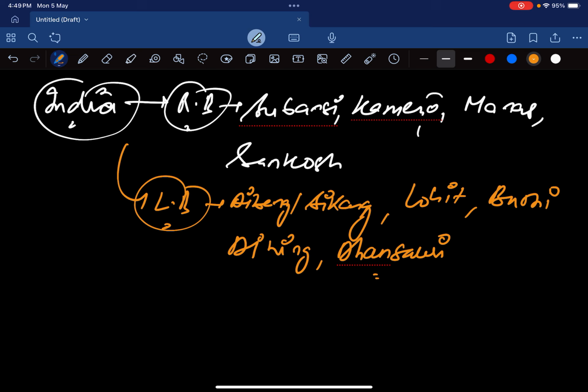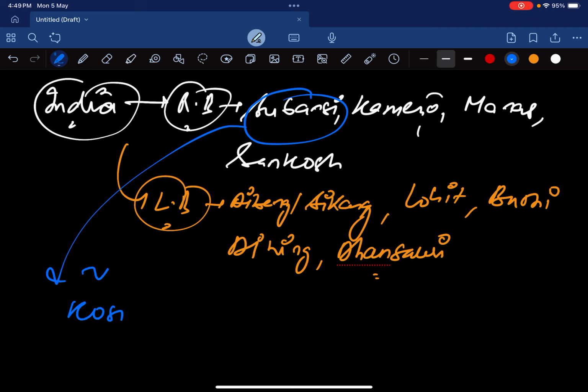Right? Further, this Subansari, just like Kosi, is an antecedent river. Right?